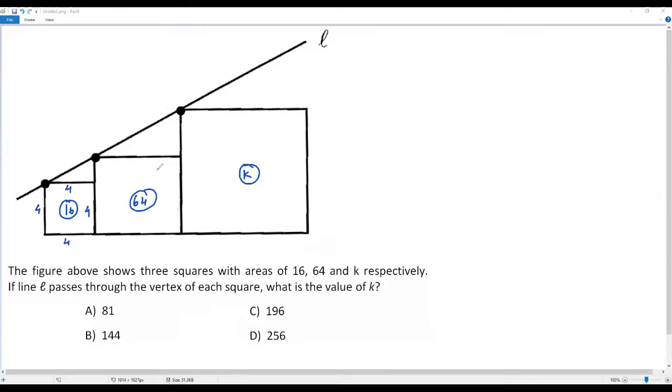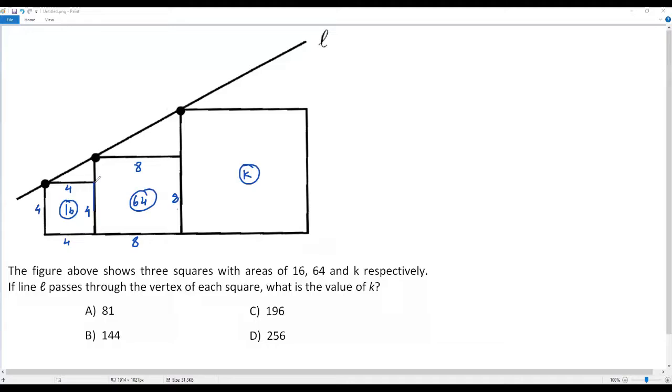Now let me consider the second square. Its area is 64. To get the length of each side of this square, I have to take the square root of this 64. Then I'm getting 8. So the length of each side of this square is 8 over here and over here. And the length of this side is also 8.